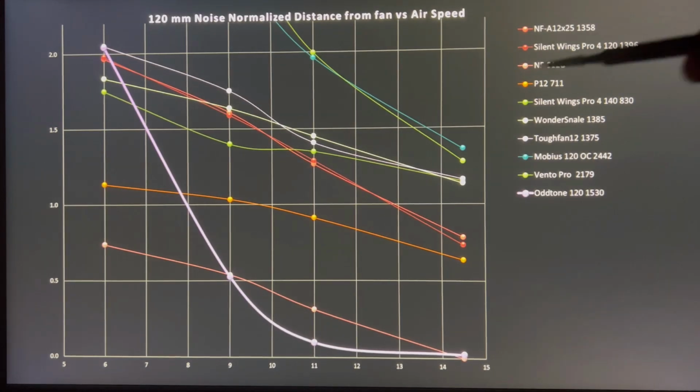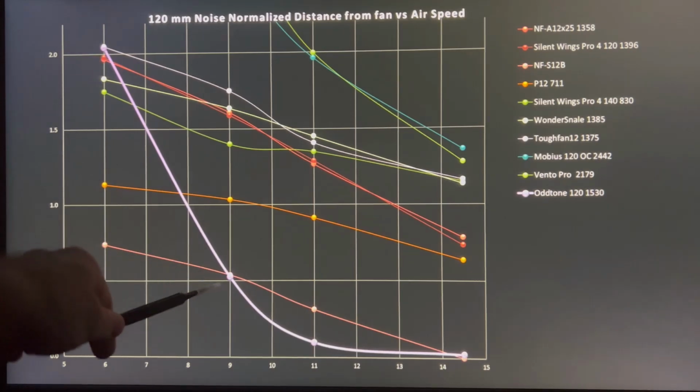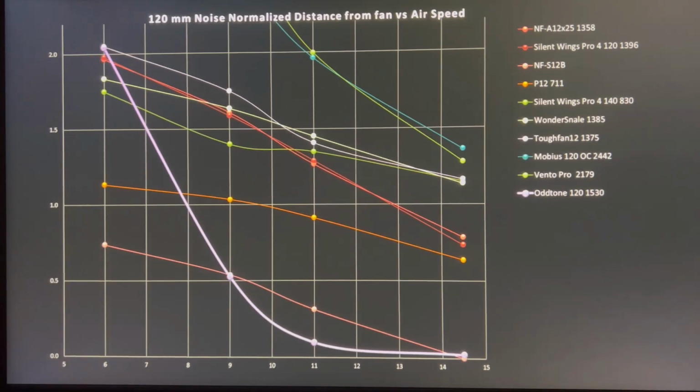Well, on this graph, I have two fans that perform so well that they're off the chart. And I really want to show the differences in a condensed view. But basically, the Vinto Pro is the General Typhoon, and the Mobius 120 OC both performed really well with my current testing methodology. The Oddtone, on the other hand, well, at 9 inches, it's performing as badly as the NFS12B.